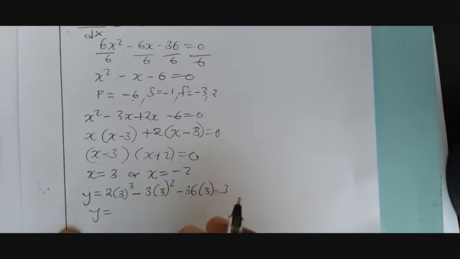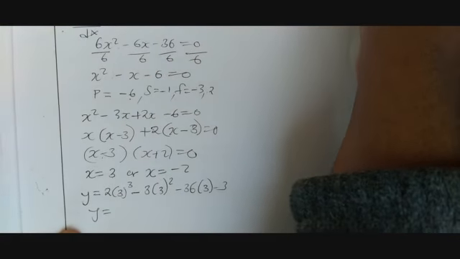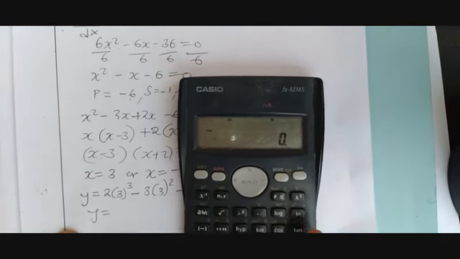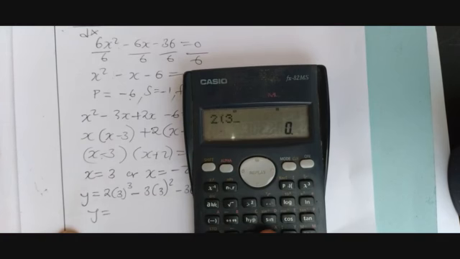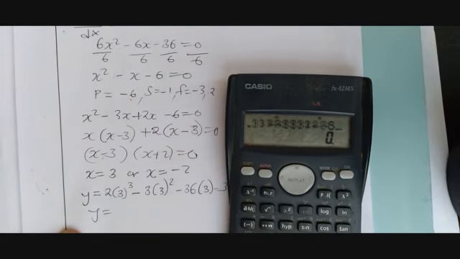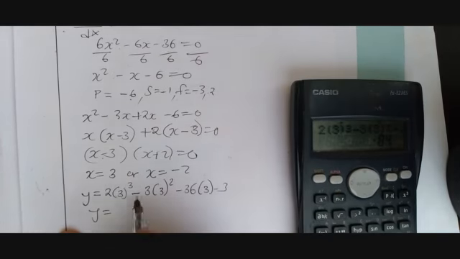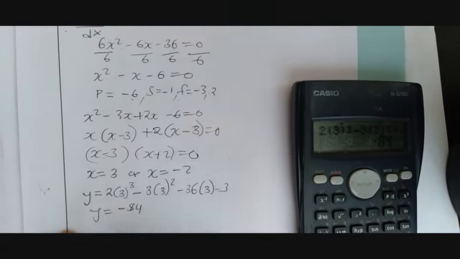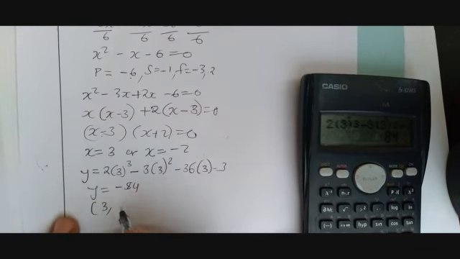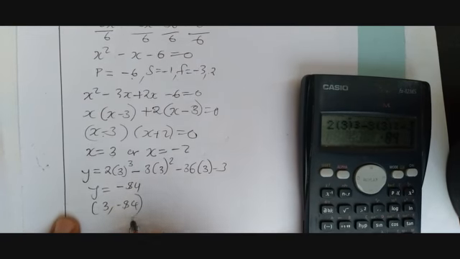So when you work it out, you can use a calculator. Like I keep on saying, this is paper 1. You can put these values on your calculator, you try to punch. Open the bracket, 3, the power 3, minus 3, open the bracket, you put 3, the power 2, minus 36, open the bracket, you put 3, minus 3. What do you get? You get negative 84, alright? So negative 84. Meaning that the coordinates for this one, it is x is 3, comma, negative 84, alright?